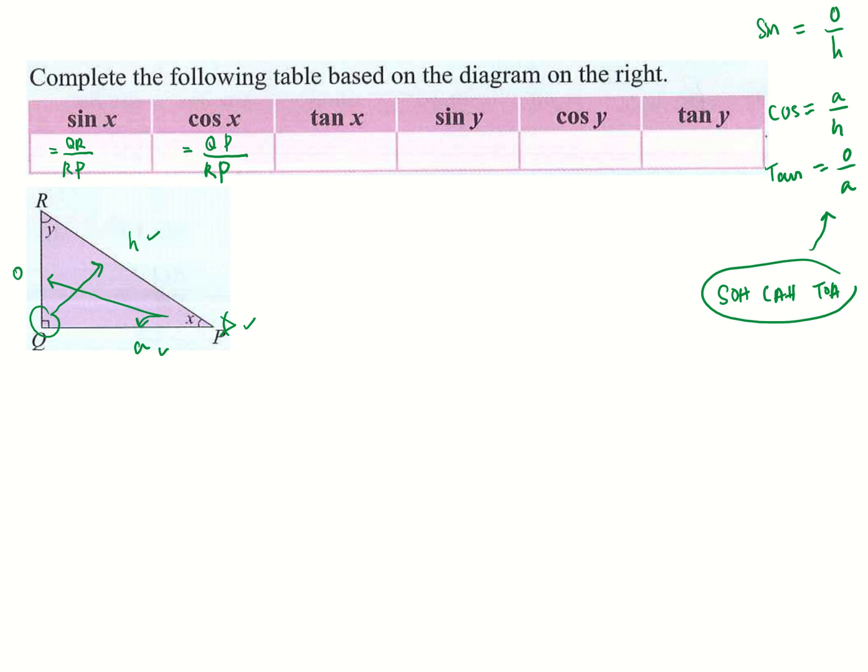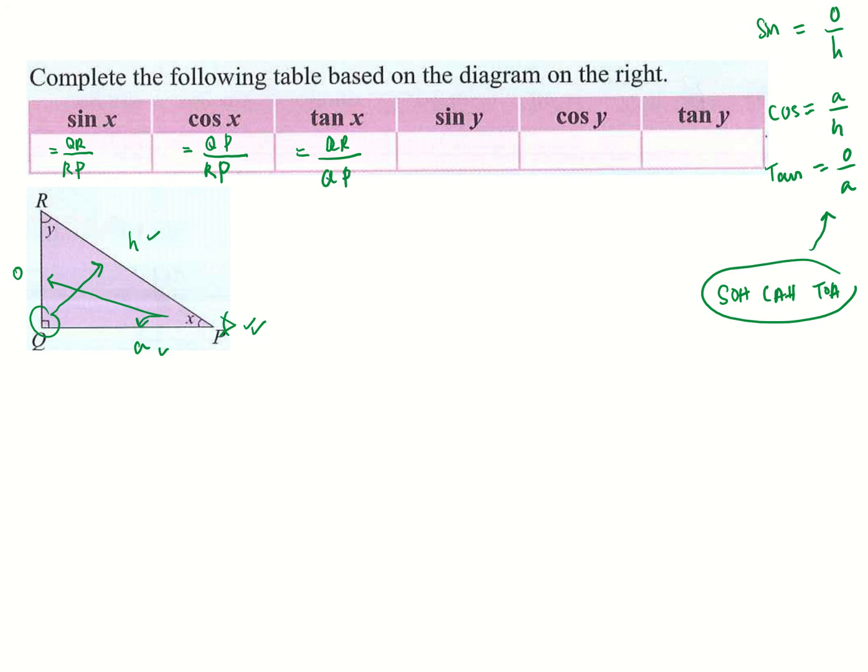Okay, we take the length. If the triangle is named PQR, you are going to take the length. You don't give me A over H or O over H, no, that is the formula. You have to give me in terms of names, or if given in terms of lengths, 3 cm, 4 cm, 5 cm, you can give me, for example, 3 over 4, 5 over 3 and so on. Next, tangent x. Again, this is our angle. O over A, so opposite is QR, adjacent is QP.